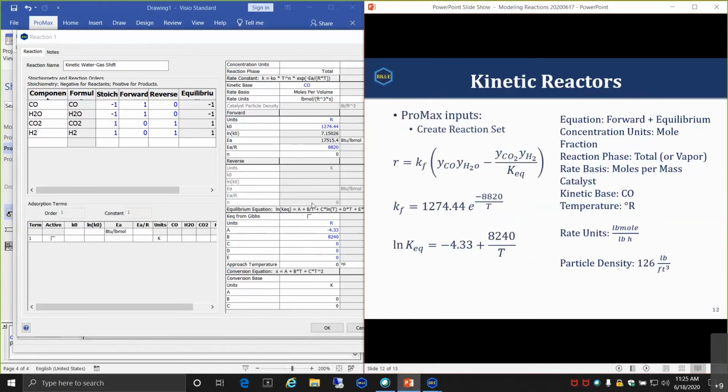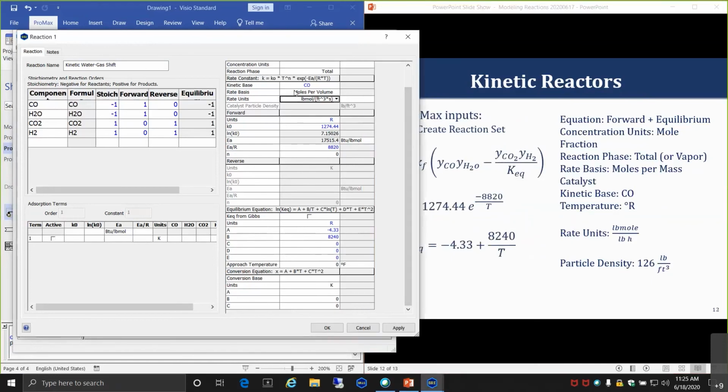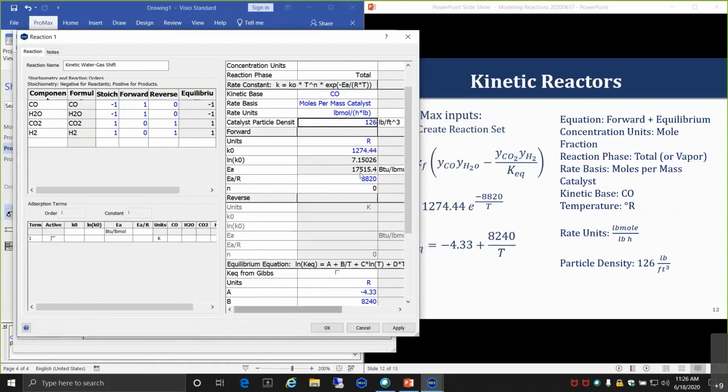All right, the units of the rate expression are given in moles per mass catalyst. And so our units are pound moles per pound hour. And so I need to change this second into hours. And the catalyst particle density is 126 pounds per cubic foot. And that sets up our reaction.